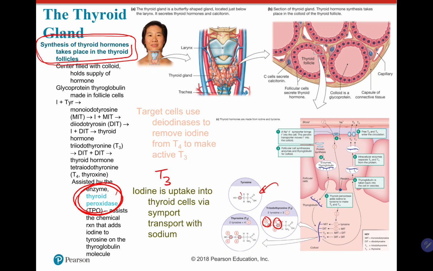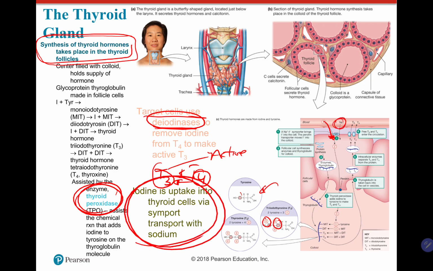When T3 and T4 go to their target cell, right? The target cell will use deiodinases. It'll take off an iodine from T4 to make it T3. T3 is the biologically active version. Okay, so that's what your cells want, T3. But the target cell will have an enzyme that will remove that iodine. Iodine is important to make these thyroid hormones, right? Iodine comes in your diet. You got to eat it, right? Iodine then gets into your cell via symport with sodium, right?